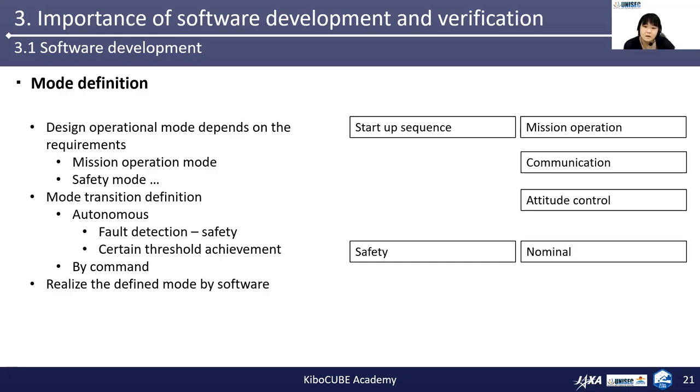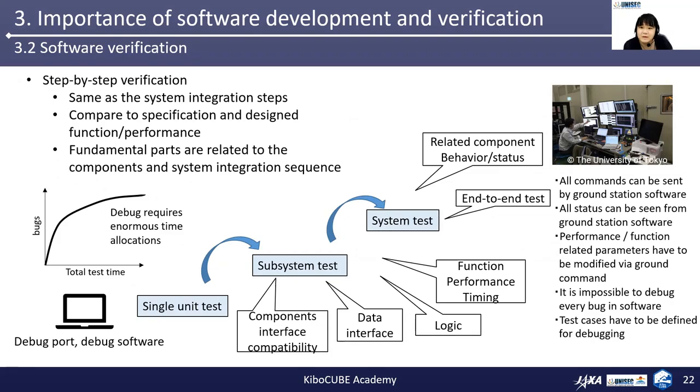In this way, the requirement is achieved with the realization of the defined mode by software. The designed software is implemented as the flight software. The software has to be verified that it can achieve the system requirement. The verification step is also the same as the hardware-related system integration. The verification is performed step by step, starting with the check of a single function. The verification compares the designed specification and the designed function or performance. Usually, hardware-related software verification is performed together with the hardware integration.